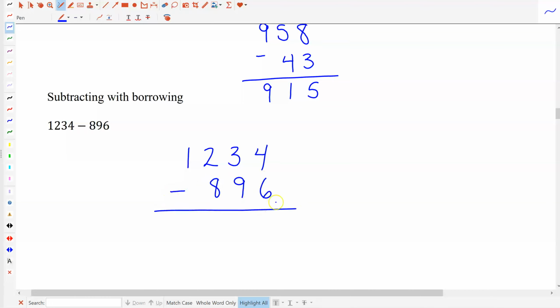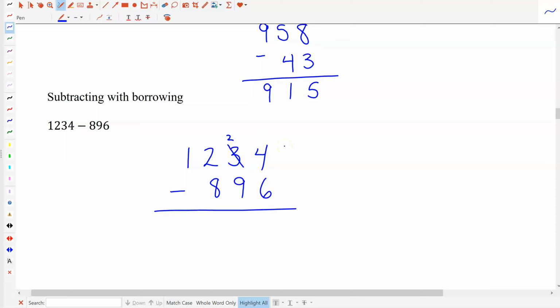Now in my ones column, I have 4 take away 6. Well, if I only have 4 things and I want to take 6 from it, I'm taking more than I have. So what we're going to do is borrow from the tens column and give 10 ones to the ones column. What we do here is put a slash through the 3 and mark it as a 2. If I had 3 tens and I take a set of 10 away, I'm only going to have 2 tens left, and I'm going to give the 10 to the ones column.